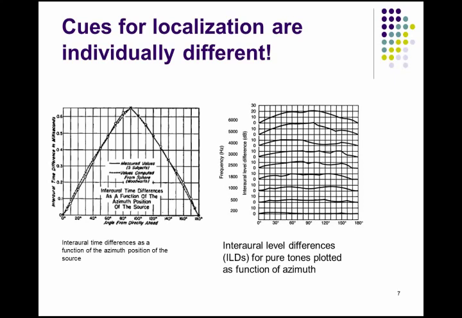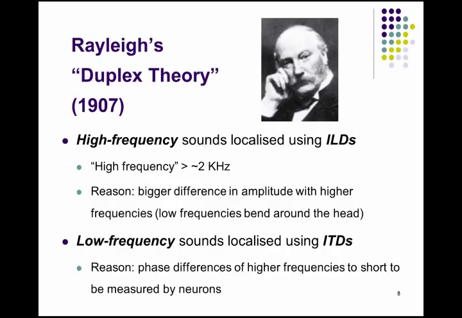So a better plot to do that is a three-dimensional plot. And if you combine all of this information, you get something which is called the head-related transfer function. Okay, I'll show you that in the next slide. Just to reiterate, a guy called Rayleigh has actually developed that theory already at the beginning of the 20th century.